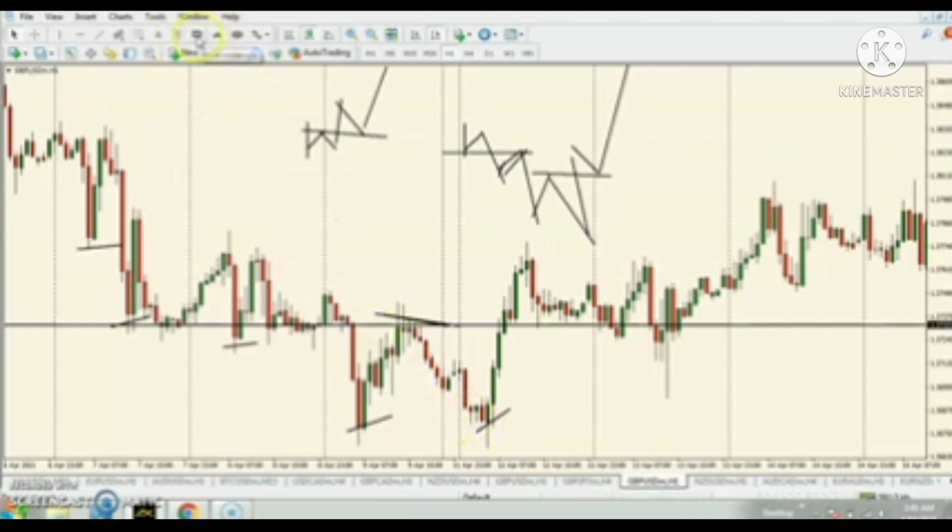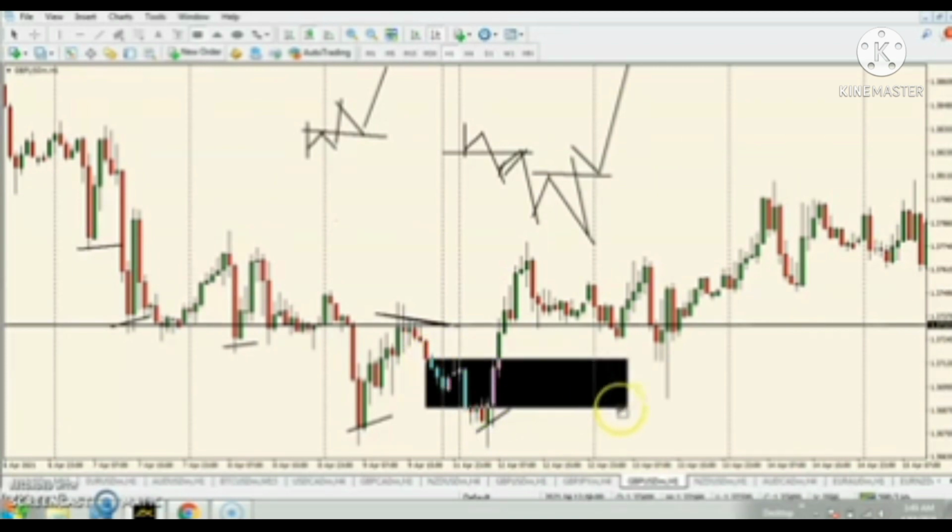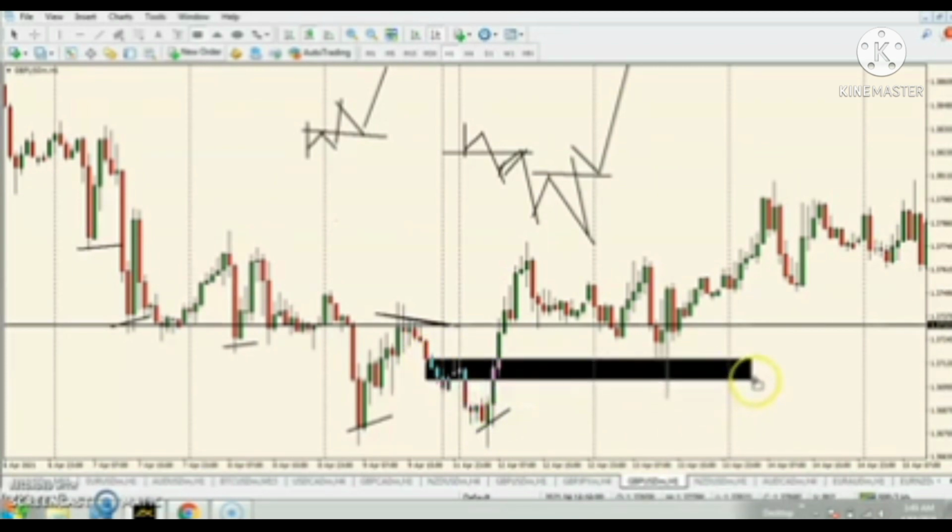Then we draw our order block. Okay, so if you haven't watched my video about drawing order blocks, you can go and check it so you don't miss it, so you can understand it very well. Look at that. This is what we call a retest to the order block. Okay, a retest to the order block.